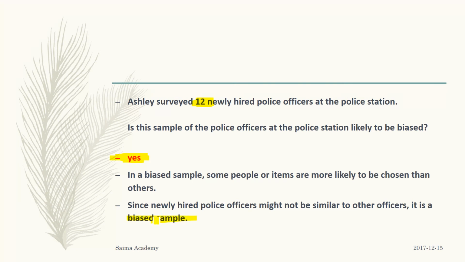So in this lesson, you have learned the concept of biased sample and random sample.